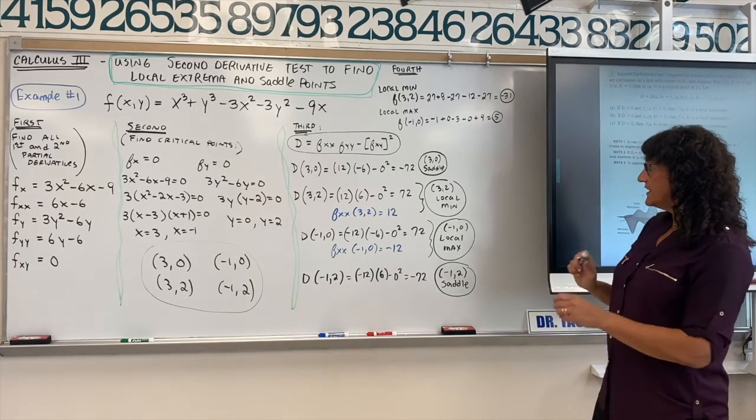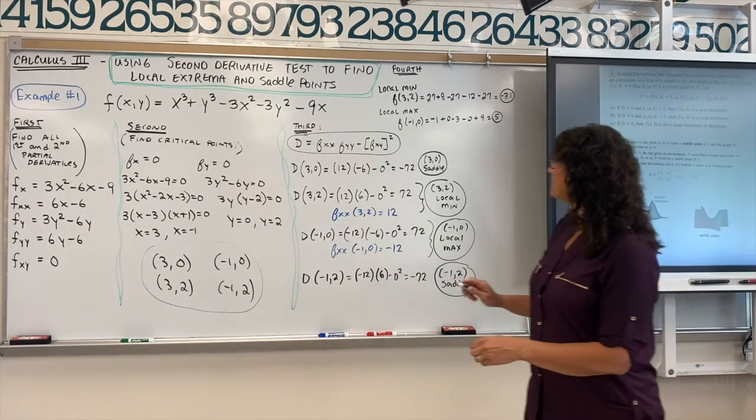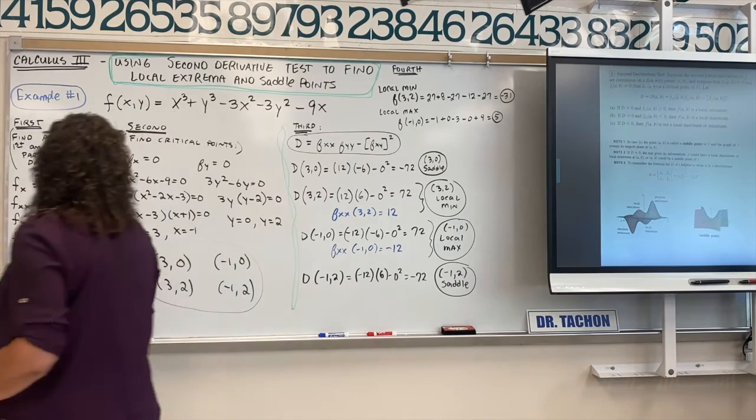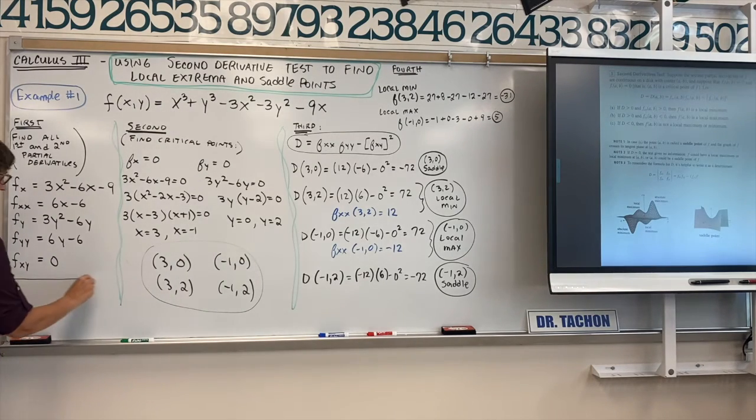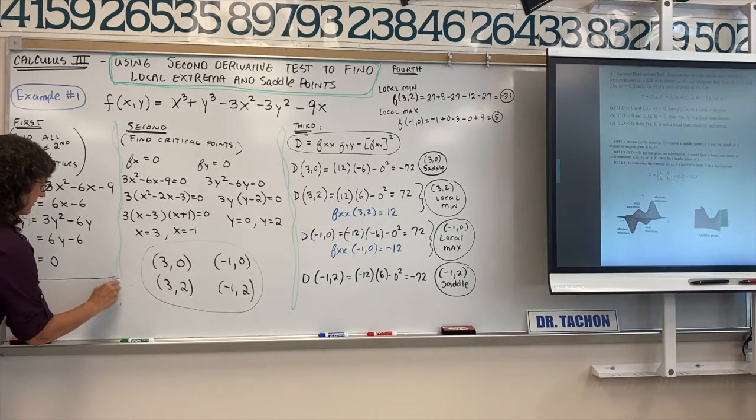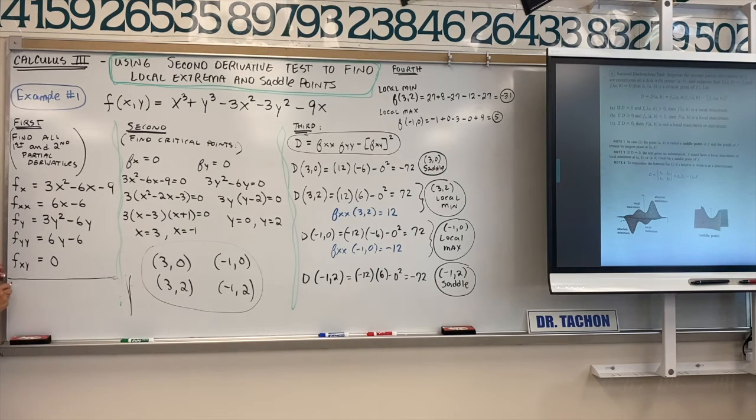So our final answer, let's see, where can I write our final answer? Maybe I'll squeeze it way over here. So here's our final answer. We have a local minimum. Where's our local minimum? At 3, 2, so f of 3, 2 equals negative 31. That's our local minimum.